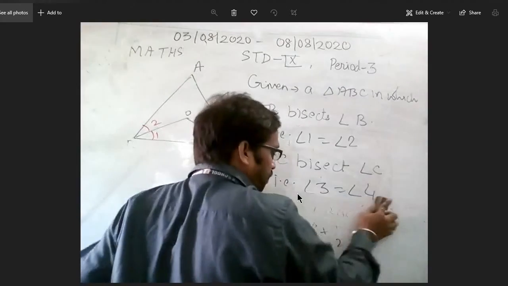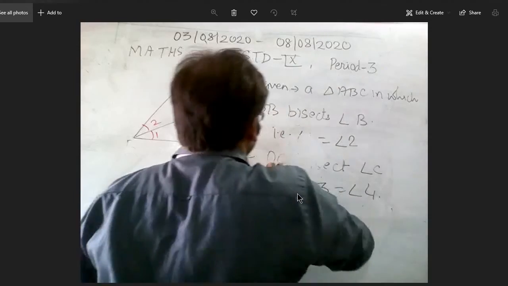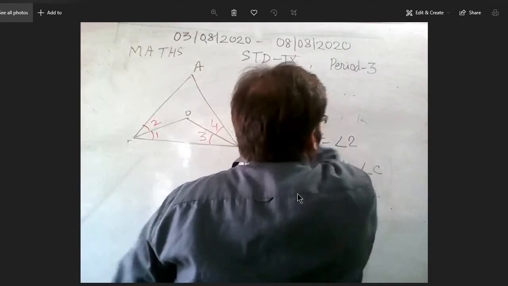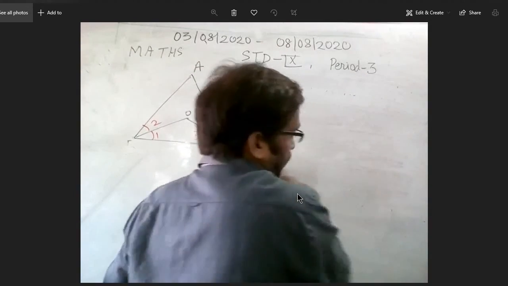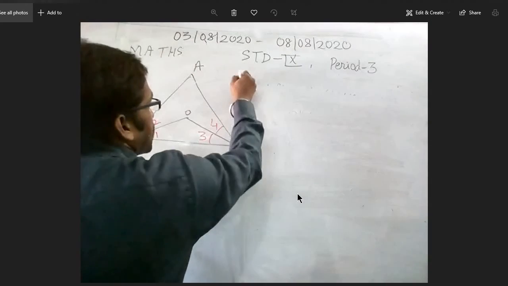Okay, so now what? Now we'll use our given conditions. What is given?